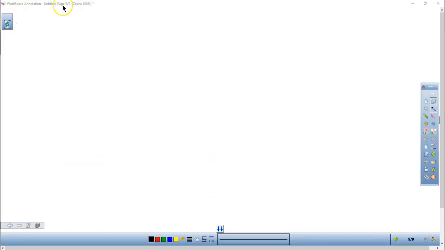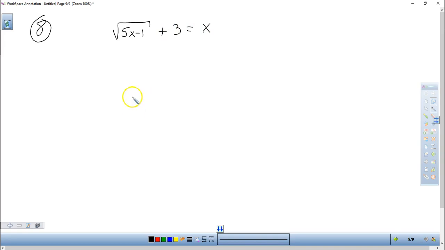Okay, question number 8. You should try working this one out on your own. Square root of 5x minus 1 plus 3 equals x. Okay, so work this one out.